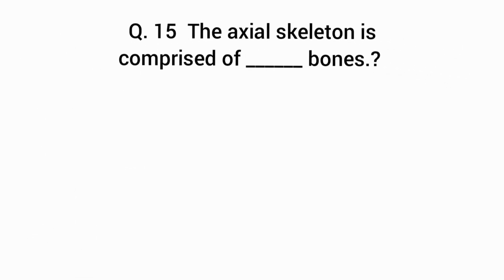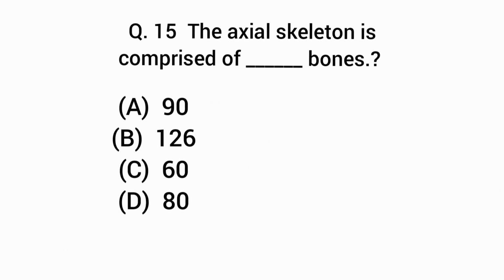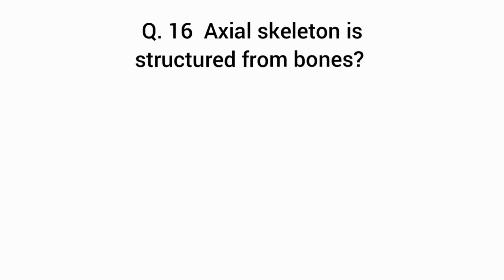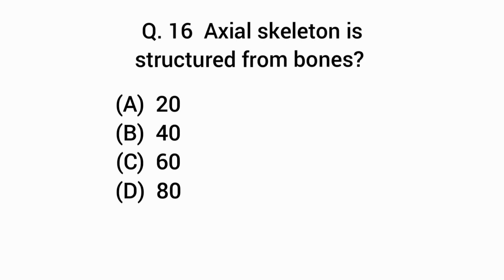Question number 15. The axial skeleton is comprised of bones. A. 90. B. 126. C. 60. D. 80. And the answer is D. 80. The axial skeleton is structured from bones. A. 20. B. 40. C. 60. D. 80. And the answer is D.